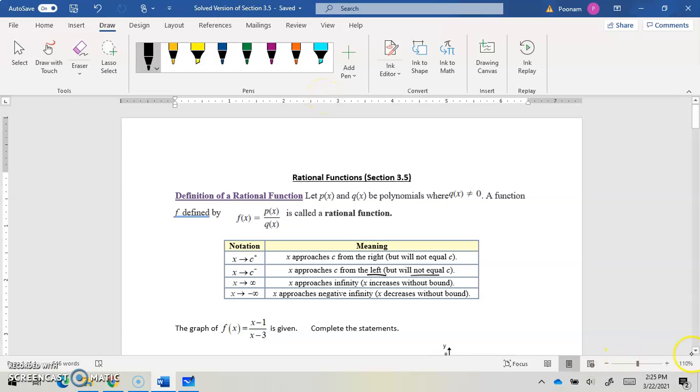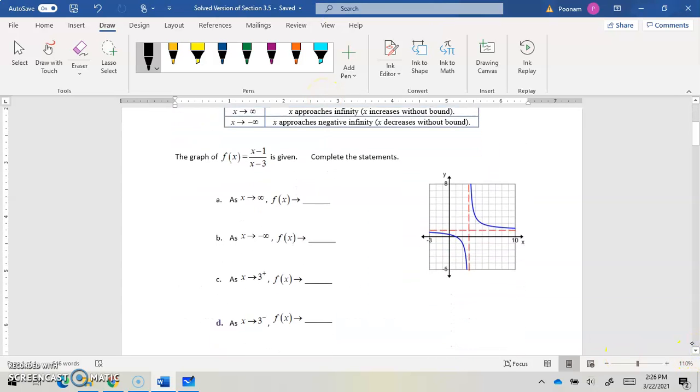So let's see if you understand that notation. The graph of the function f of x is equal to x minus 1 divided by x minus 3 is given. Now this is the graph of the function x minus 1 divided by x minus 3. Complete these statements. As x approaches infinity, what happens to the function? The function is this blue curve. Okay, so the y value is the function, right? So what happens to the y value as x is approaching infinity? Now understand, x approaches infinity means x keeps on increasing without bound. As this is going towards infinity, what is happening to the y value?